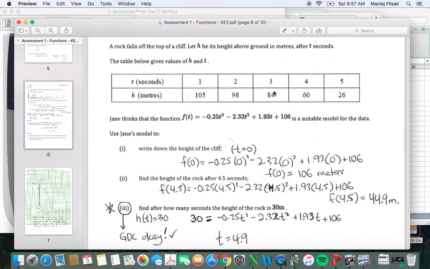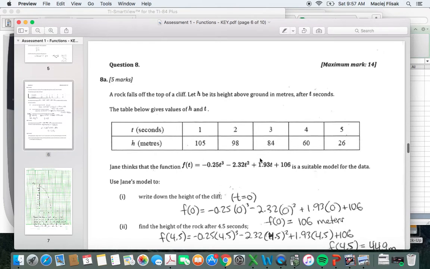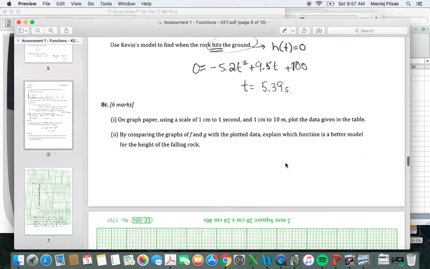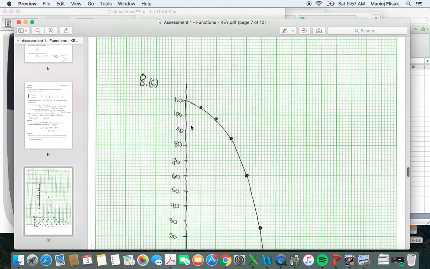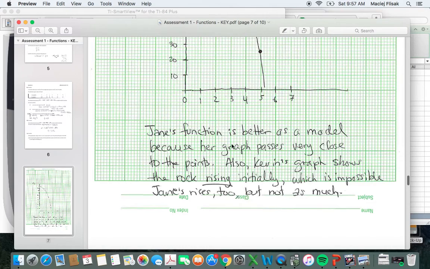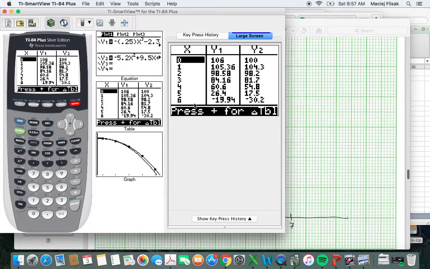So her model, her equation here, is a great model for the data. It matches the real life data. This is awesome. So you can answer the last question now. Here's what it asks you to plot. You can even draw in his and her functions to have a better answer. Then explain: Jane's function is better as a model because her graph passes very close to the points. We saw that on the graph and in the table. Also, Kevin's graph shows the rock rising initially, which is impossible. Jane's rises too, but not as much. Rising, interesting. I didn't see that.